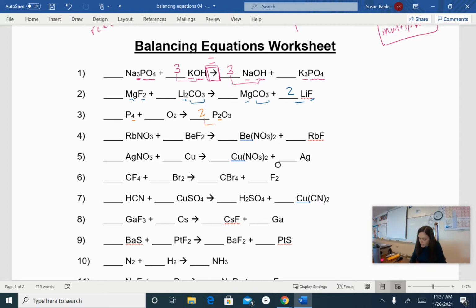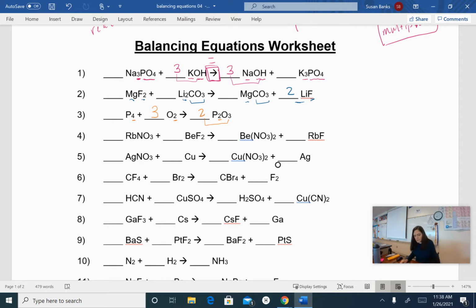Now 2 times 3 gives me 6 oxygens. So 6 is equal to, let's see, 2 times what gives me 6? Or I could say 6 divided by 2 is 3, to give me 3 oxygens there. So 6 oxygens on both sides.